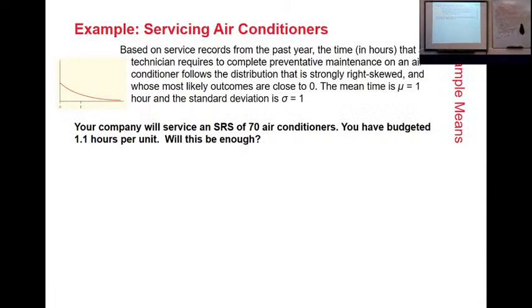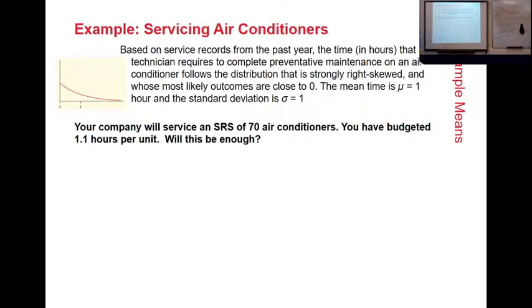Let's do an example. Based on service records from the past year, the time in hours that a technician requires to complete preventative maintenance on an air conditioner follows a distribution that is strongly right skewed, where the most likely outcomes are close to 0. Uh-oh, it's not a normal distribution. Well, that's too bad. Mean is 1, standard deviation is 1. Your company will service a simple random sample of 70 air conditioners. You have budgeted 1.1 hours per unit. Will this be enough?